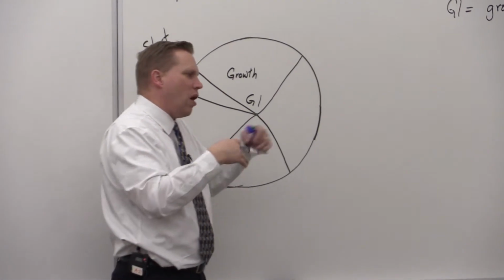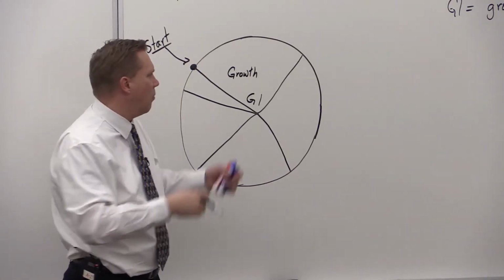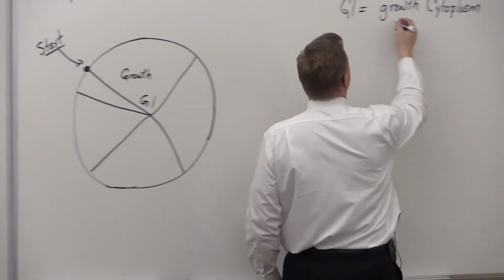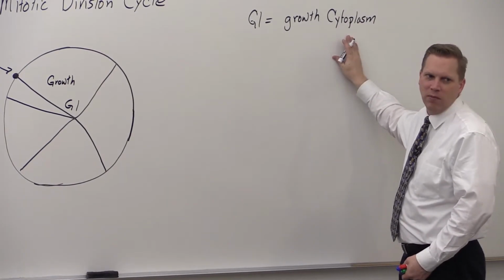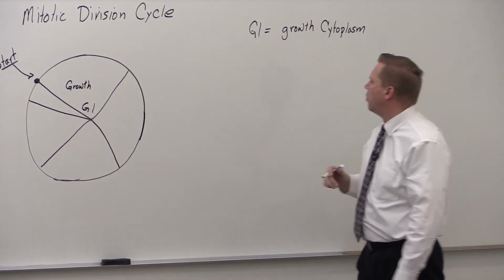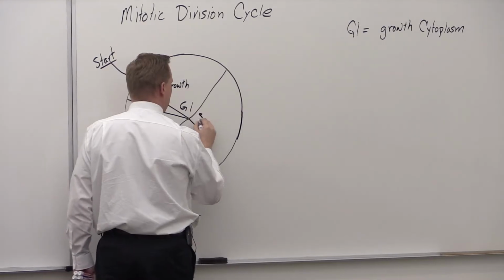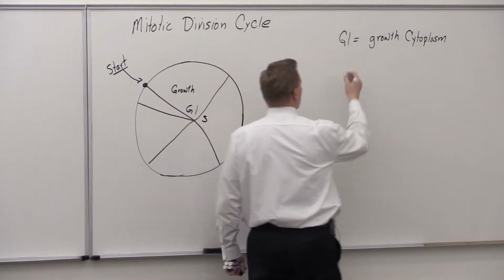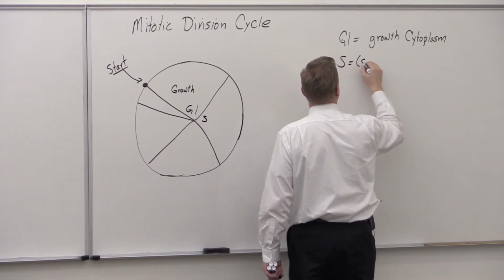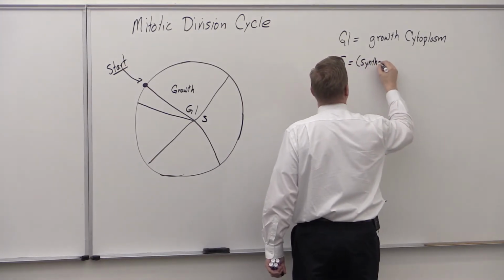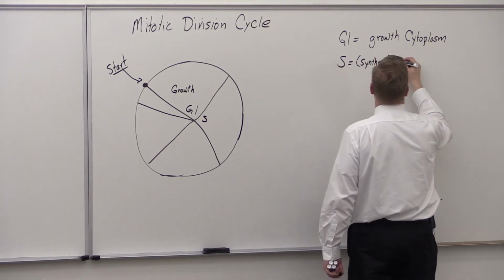If you had a rough ER, you've got to grow more rough ER. You've got to grow more smooth ER, more Golgi. So you need to grow all of those things, the protein components and everything that's found in the cytoplasm. That's what we're going to do during G1. The next phase is called the S phase. And in the S phase, S stands here for synthesis, which means to create or grow or develop.